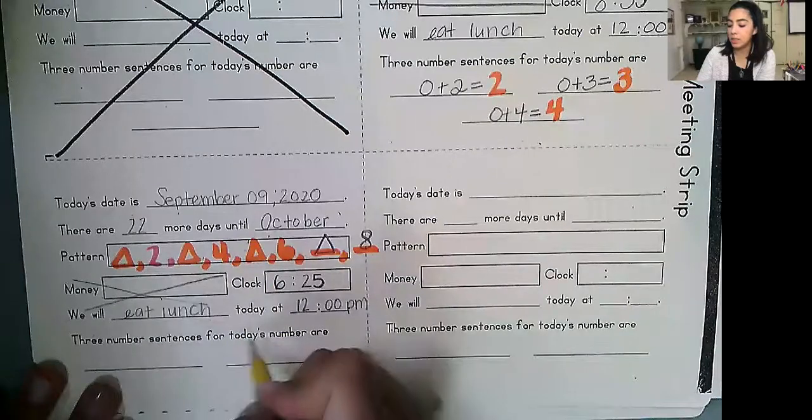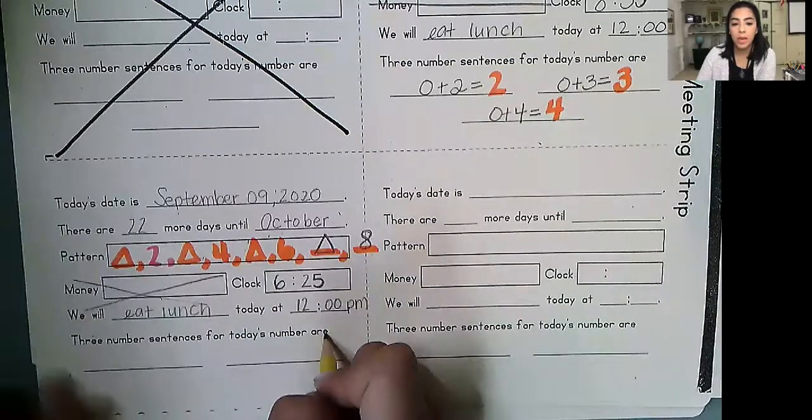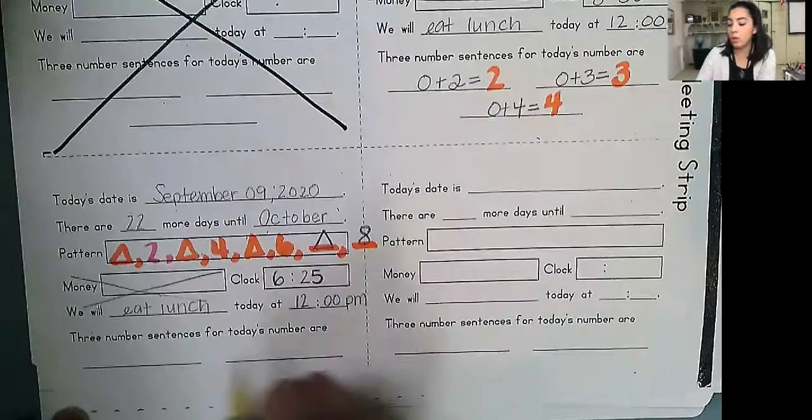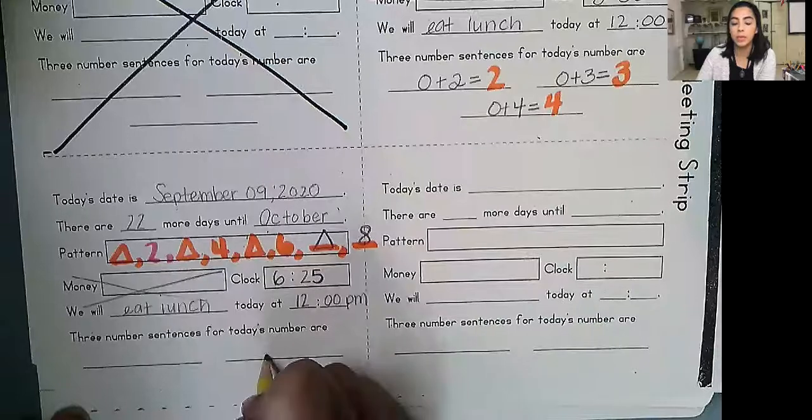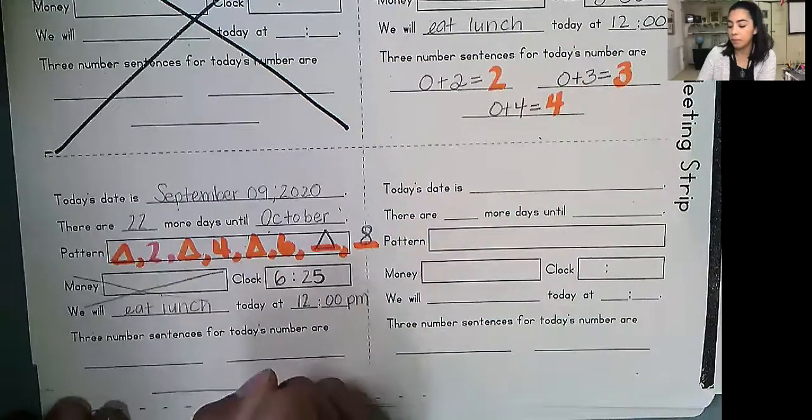Three number sentences for today's number are... I know it says 3, and you might be confused because there are only 2 lines. The printer did something weird. So guess what we're going to do? We're just going to make another line at the bottom for today.